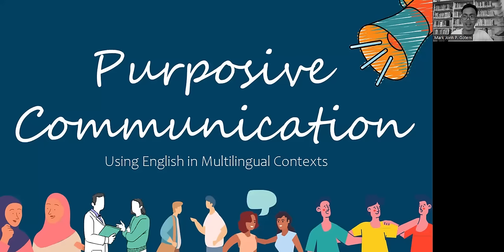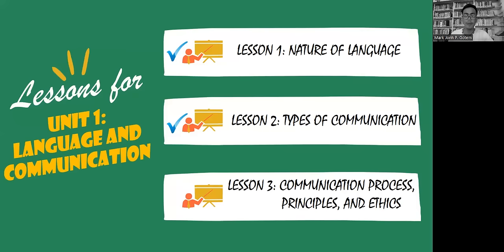And now let's start with our lesson for Unit 1, Language and Communication. Lesson 3, Communication Processes, Principles, and Ethics. So we are done with our Unit 1, Lesson 2 discussion, which is all about the types of communication, in where you identified the types of communication in relation to communication mode, context, and purpose and style. And you also differentiated the verbal, nonverbal, and visual communication and their subforms in relation to communication modes. And today, let's proceed with the last lesson in Unit 1, Lesson 3, Communication Processes, Principles, and Ethics.